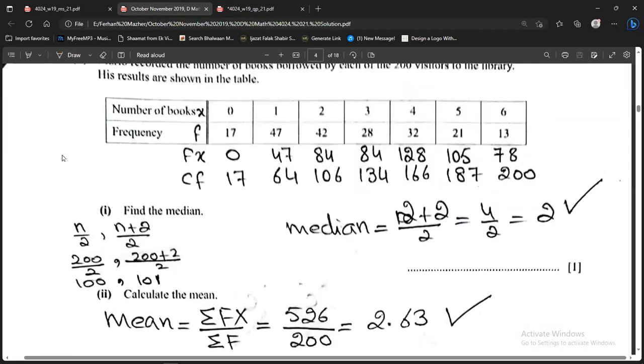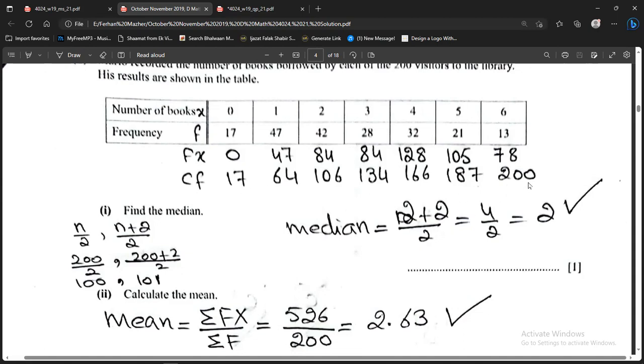So how will you find the cumulative frequency? For cumulative frequency, you write the first frequency as it is, then you add the next frequency to it. So 17 plus 47, that's 64. 64 plus 42, that's 106. 106 plus 28, that's 134. 134 plus 32, that's 166. 166 plus 21, that's 187. 187 plus 13, that's 200. So this is the cumulative frequency.